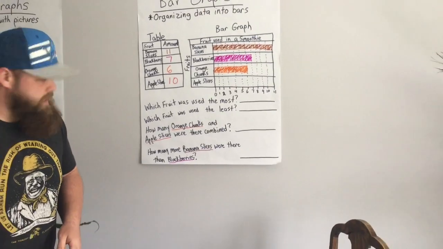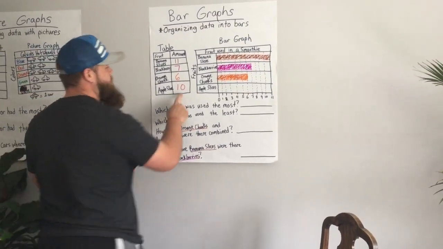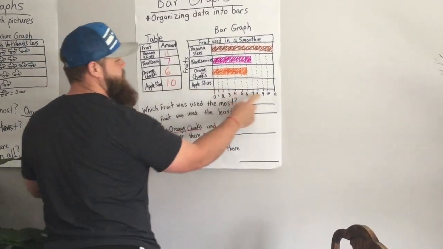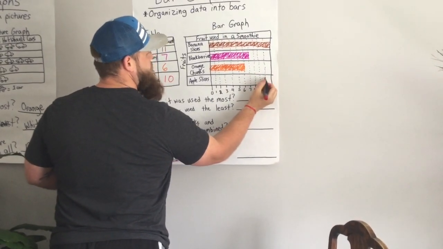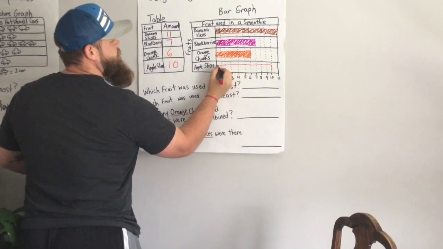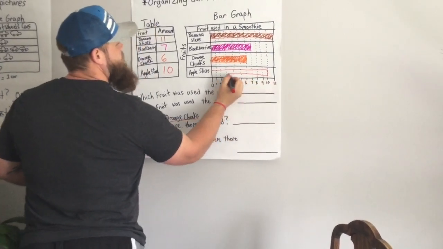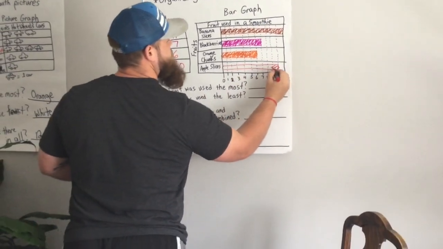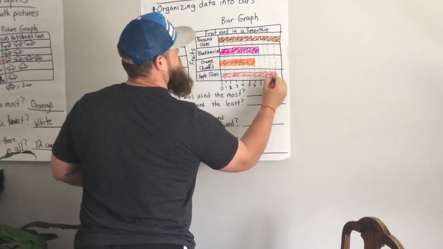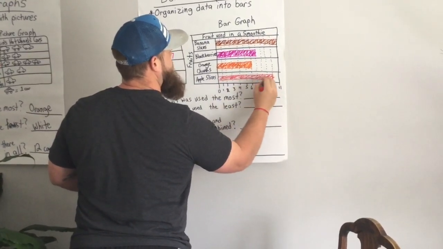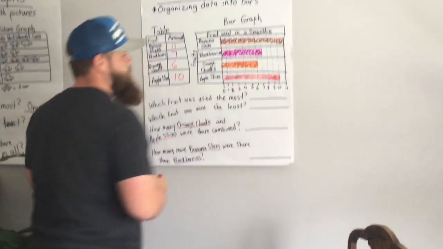Good. Last but not least, the apple slices. And we put 10 apple slices in there, so I'm going to go all the way out to where the 10 is. Put my line there with red, and then draw a bar that goes out to that 10. And shade it in as best I can. Doesn't have to be perfect. My red's starting to die on me. I need a new pack of markers for next year.